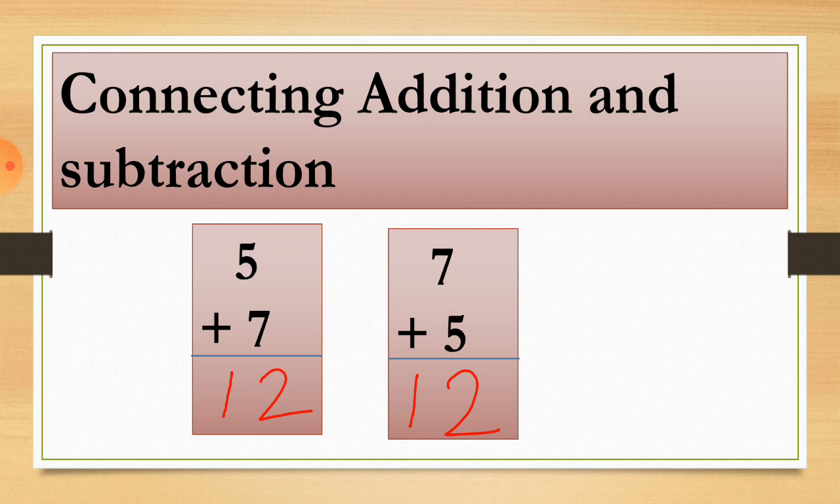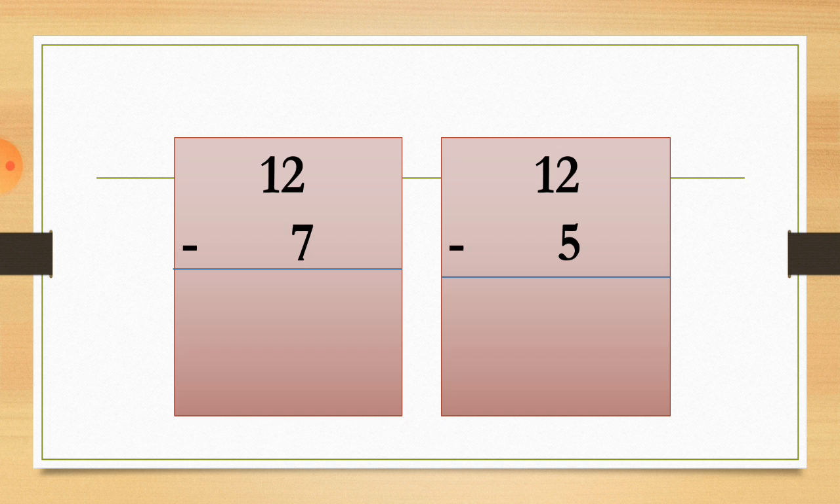Now let's move to the subtraction concept. We use only these 3 numbers, which are 5, 7 and 12. Let's see the subtraction of these. Here are the numbers 12 and 7. So you have to circle 12.